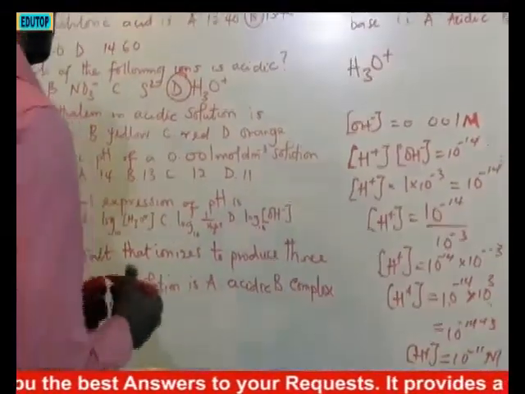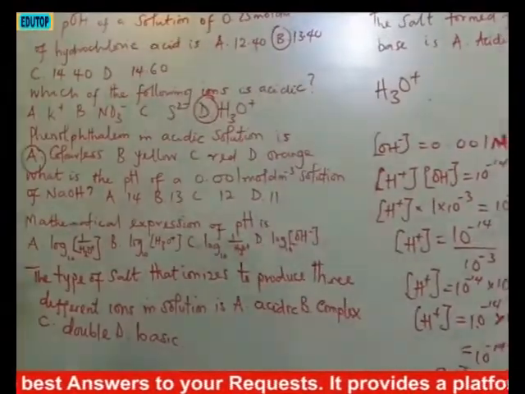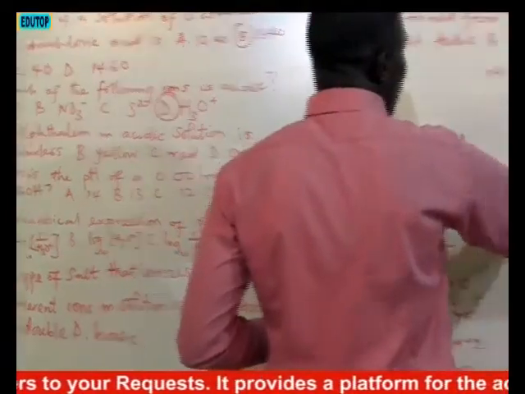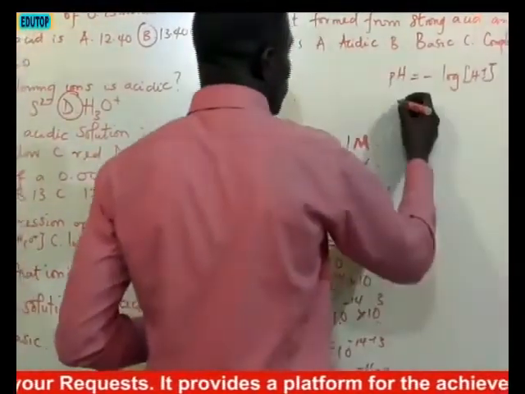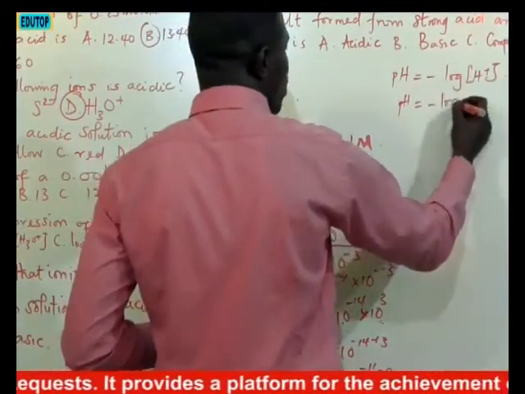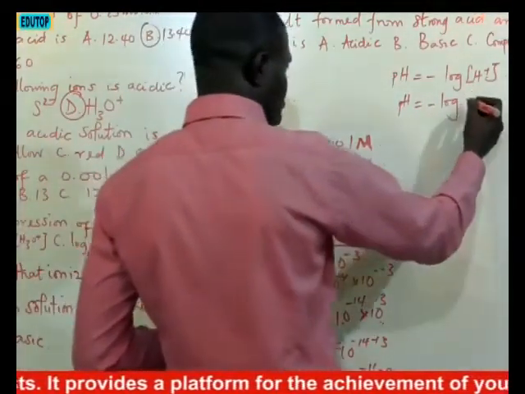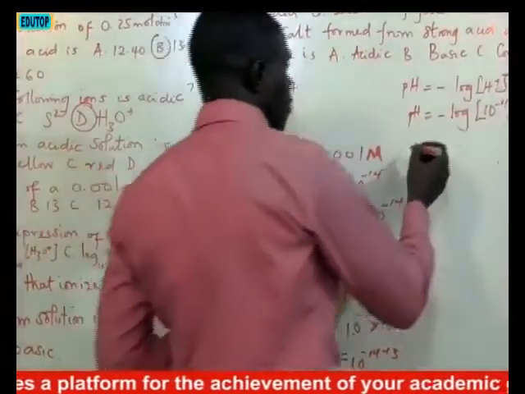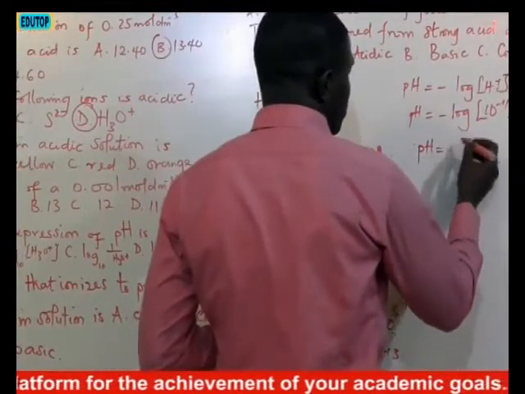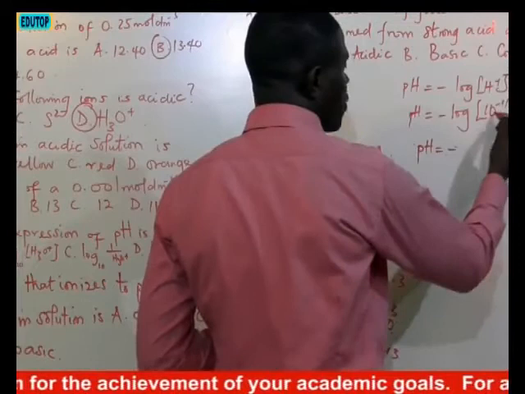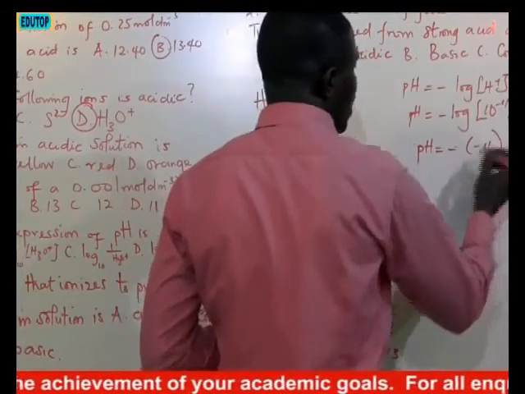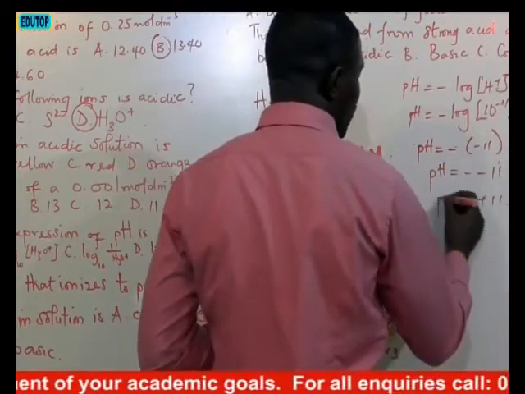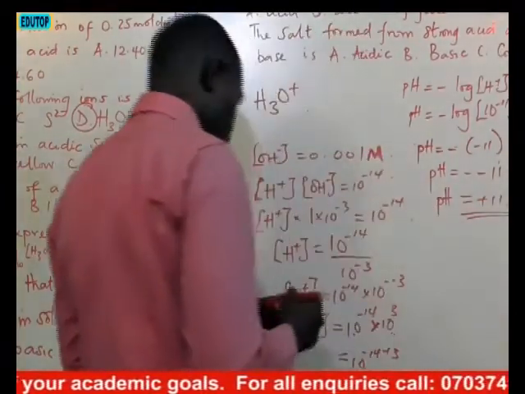So now, is the question asking us for hydrogen ion? No. The question asks us for the pH. And we know that pH is the negative logarithm of hydrogen ion concentration. So we have pH equals minus log, then we slot in our hydrogen ion concentration, which is 10 to the power minus 11 molar. From this point, pH equals minus log of 10 to the power minus 11, which is minus 11, and that will give us pH equals minus of minus 11, which is plus 11. We want to have our pH to be what? Plus 11.